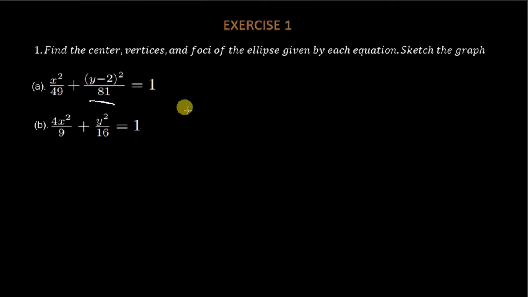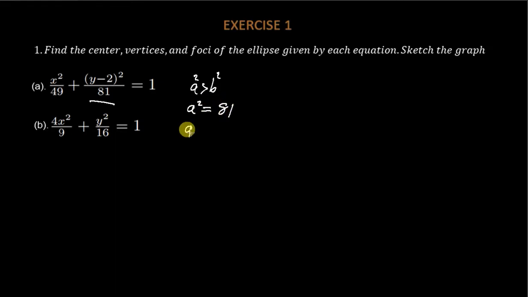The first thing you have to do when solving such a question is identify which one is your A. Remember what I said on ellipses? A is always greater than B, or you can say A squared is always greater than B squared. So the bigger number here is the one we get as our A squared. In this case, A squared is simply equal to 81.